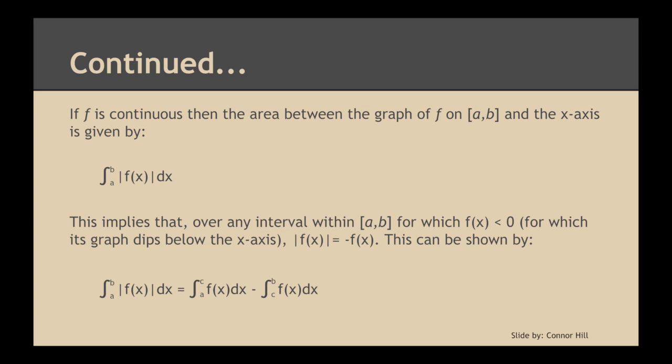If f is continuous, then the area between the graph of f on a to b and the x-axis is given by the integral of the absolute value of f of x from a to b. This implies that over any interval within a to b for which f of x is less than 0, the absolute value of f of x equals negative f of x. This can be shown by the integral of the absolute value of f of x from a to b equals the integral of f of x from a to c minus the integral of f of x from c to b.